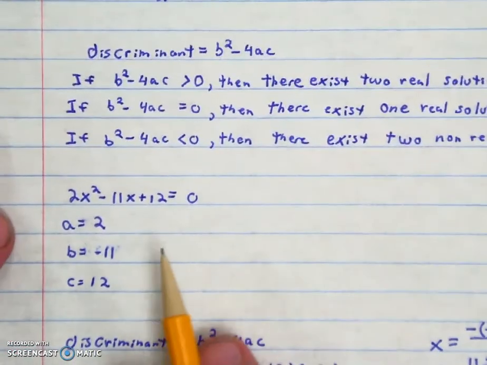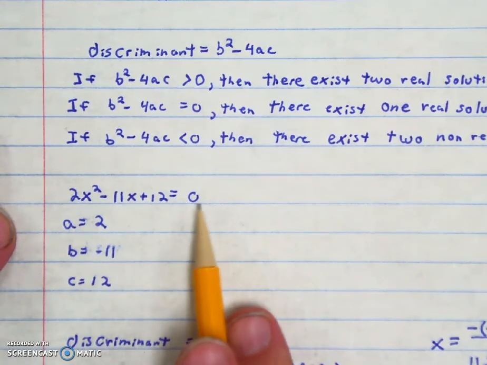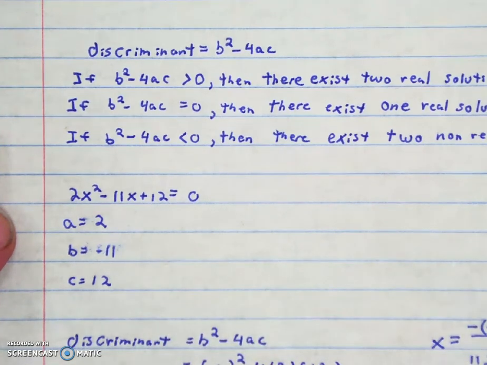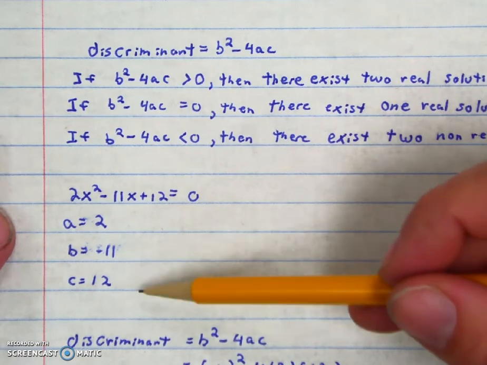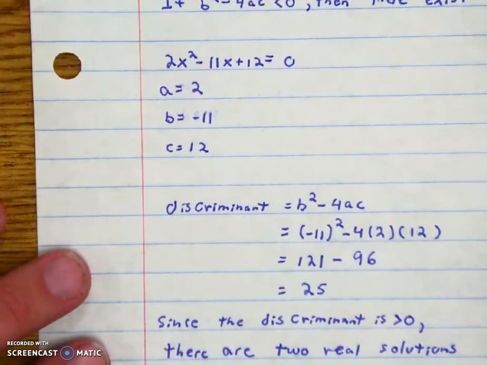So, important thing is I have my quadratic equal to 0. My quadratic needs to be equal to 0 to do this, because I'm trying to solve for the zeros or the x-intercepts or the roots. A equals 2, b equals negative 11, and c equals 12. Let's find that all-important discriminant.